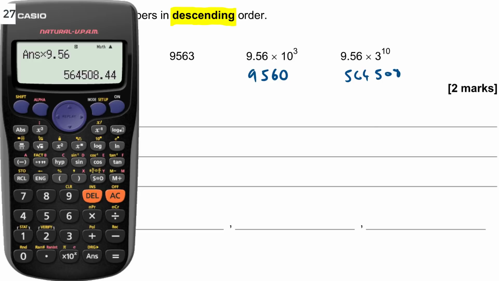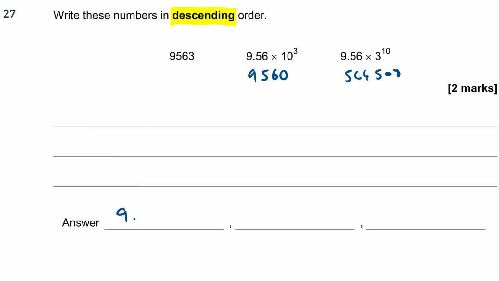So I think it's clear to say that that one is going to be the big one. So that is 9.56 times 3 to the power of 10. And then, which is the next biggest? Or the next smallest? It's going to be the 9,563, and the smallest then is 9.56 times 10 to the 3. Notice I put them back into the form that they gave me when I wrote down the answers.